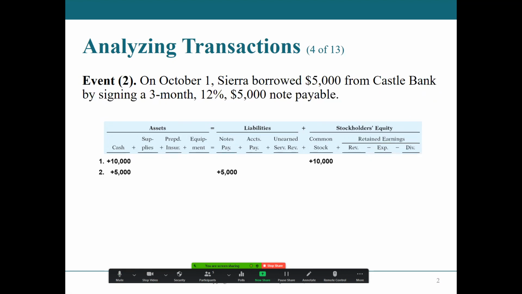So here's the second transaction. On October 1st, Sierra borrows $5,000 from Castle Bank by signing a 3-month, 12%, $5,000 note payable. So we have our cash increasing because we're borrowing money, and our notes payable increasing. Sometimes this confuses people because they think if I owe the money, it should be a negative, but that's not how it works. An increase to a liability means the amount we owe someone else is increased. So again, we see our assets go up. Now our total assets are 15,000, and our total of liabilities plus stockholders' equity are 15,000.